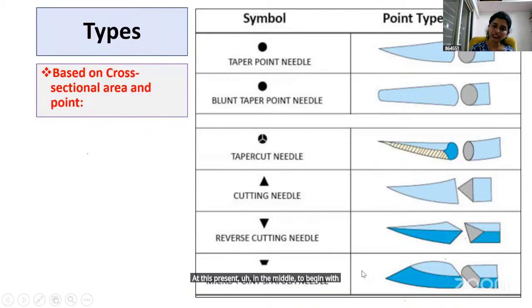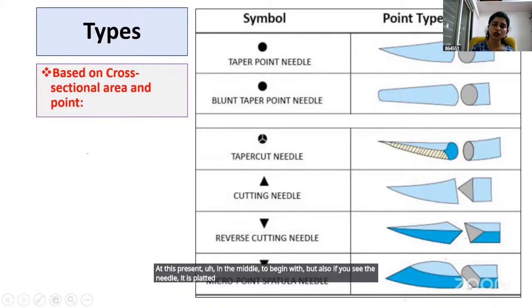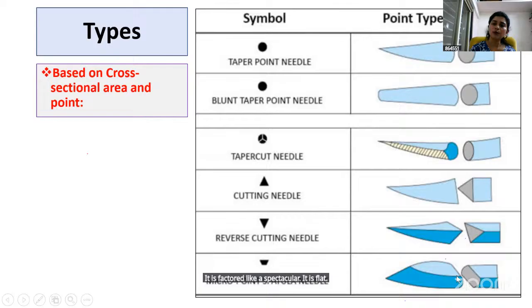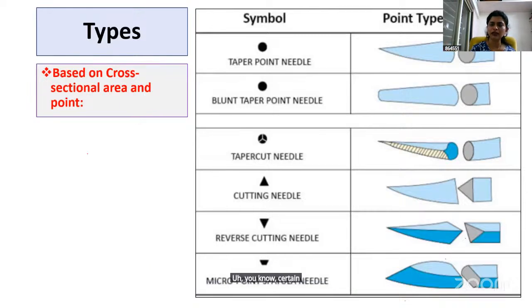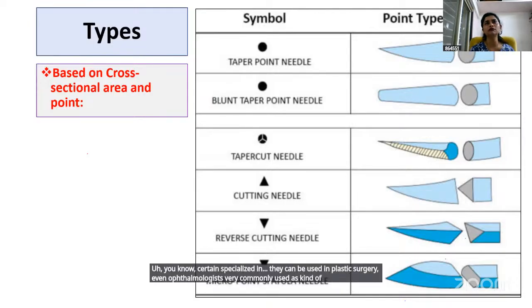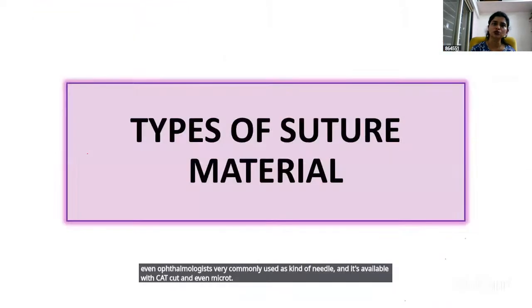But if you see the needle, it is flattened. It is not circular. It is flattened like a spatula. It is flat. This particular needle is mainly used in microsurgical procedure cases. It can be used in certain specialized plastic surgery, and even ophthalmologists very commonly use this kind of needle. It is available with catgut and even micro suture.